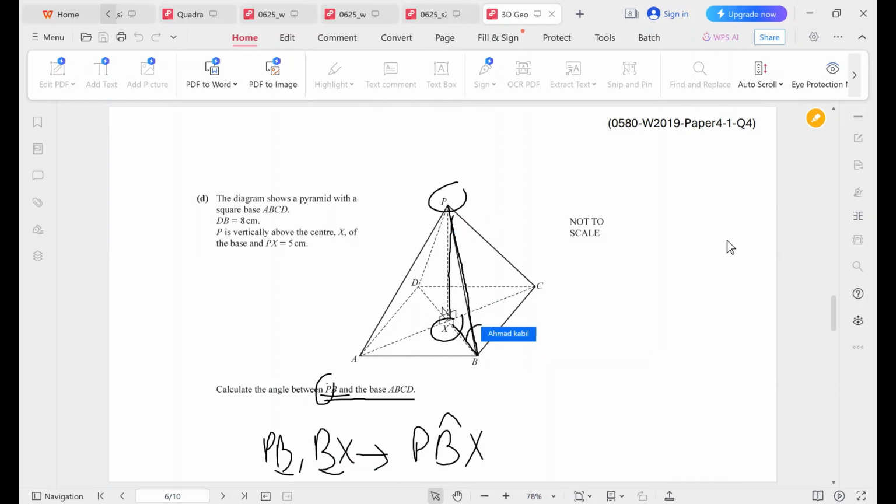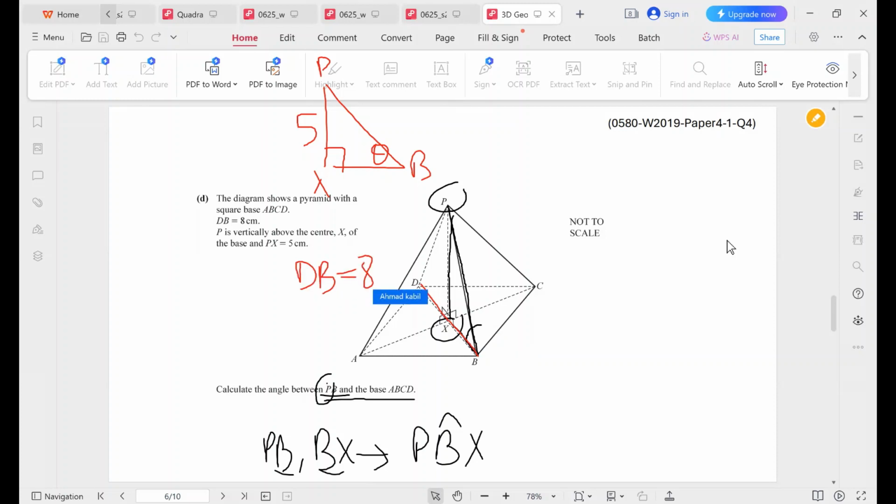Let's draw the triangle outside for simplicity. We want to find theta here, which is angle B. We know that this is 90, of course. So what givens are we given? What information do we have? PX is equal to 5 and DB is equal to 8. So this is very simple because DB is equal to 8.